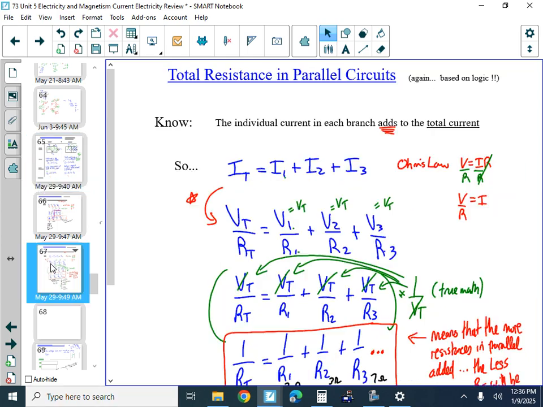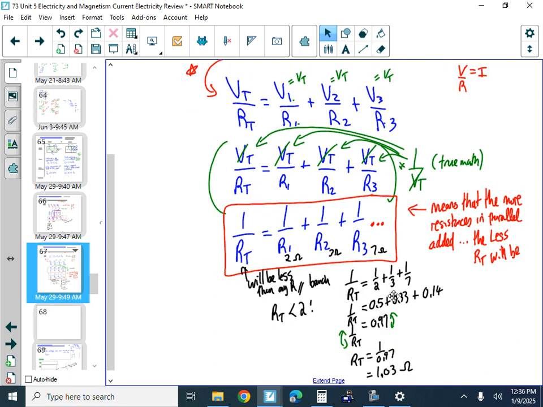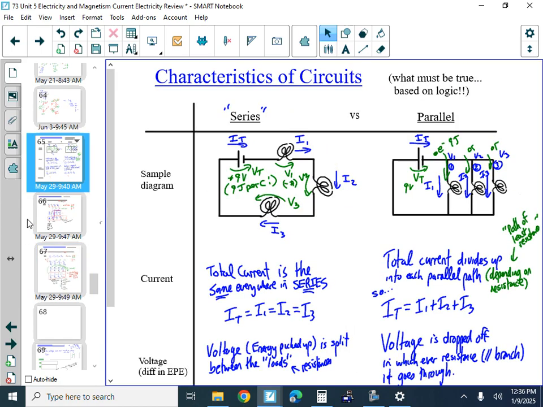And how it works is that the current adds up, right? Current in all the branches adds up to the total. And so if we change I's to be V's over R's, and then we notice that the voltages are all the same, you can cancel them all out. You end up with this weird mathematical equation here that accomplishes what we're talking about. So if you put a 2 ohm resistor, a 3 ohm resistor, and a 7 ohm resistor all in parallel, so a 2, a 3, and a 7, right?